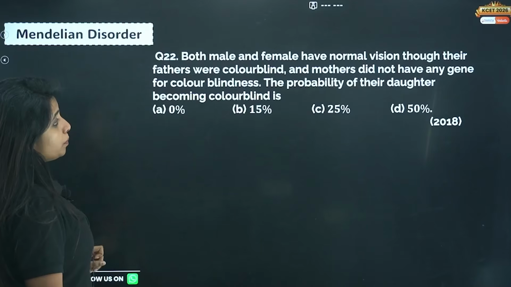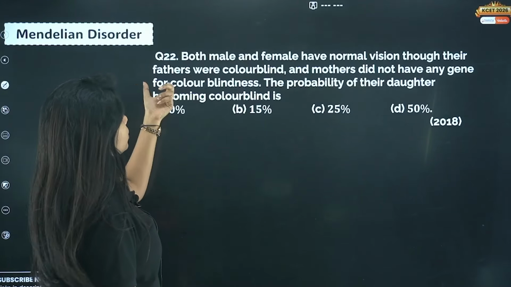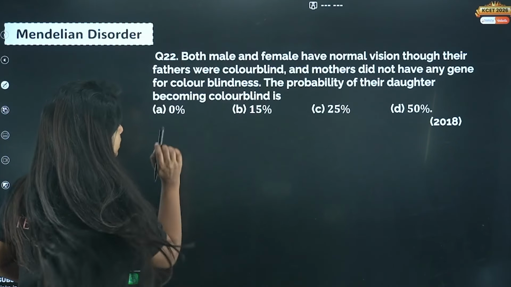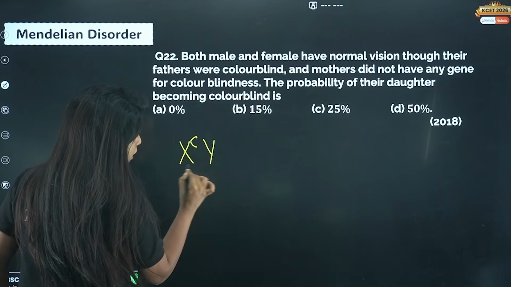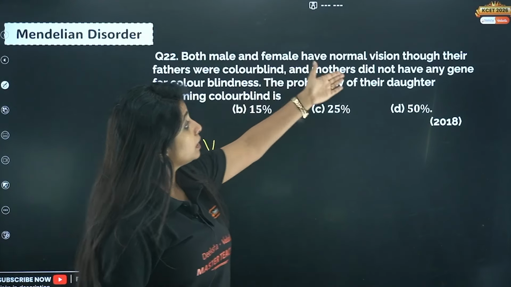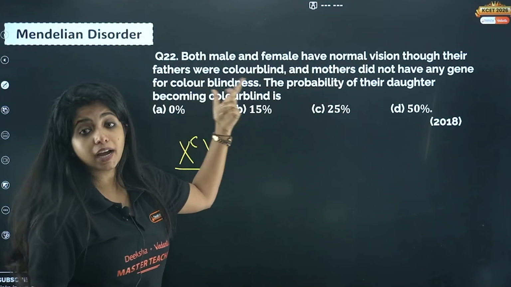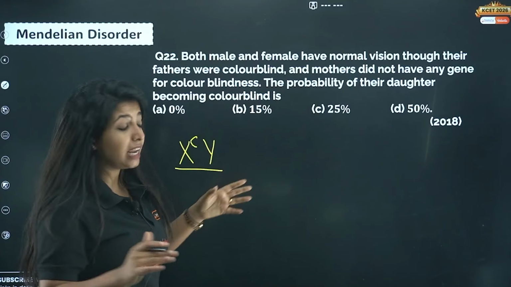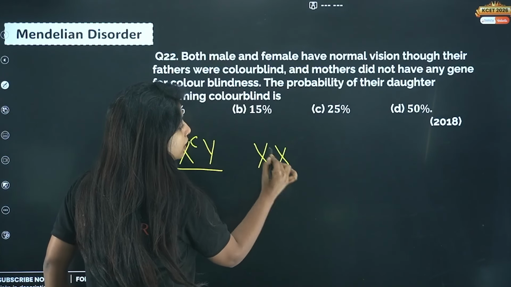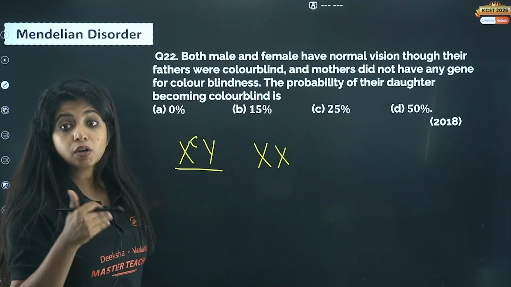Next. Both male and female have normal vision, though their fathers were colorblind. Father colorblind, write it somewhere. The father has to be colorblind, that means the condition is like this. And the mothers did not have any gene for colorblindness, which means both their chromosomes are very, very normal. They are not even carriers.